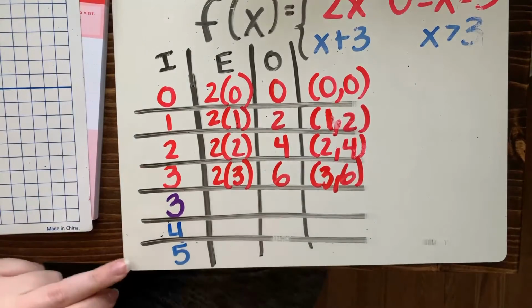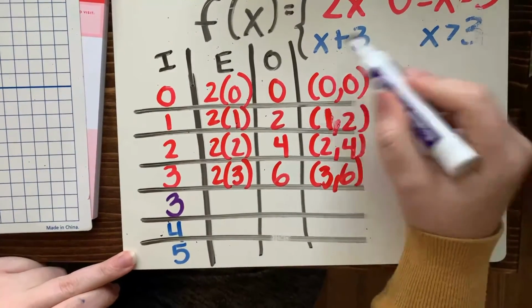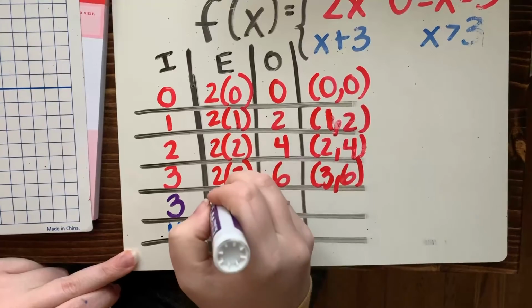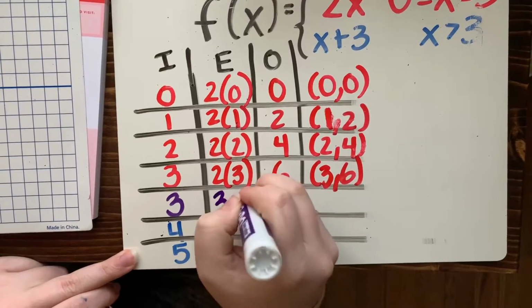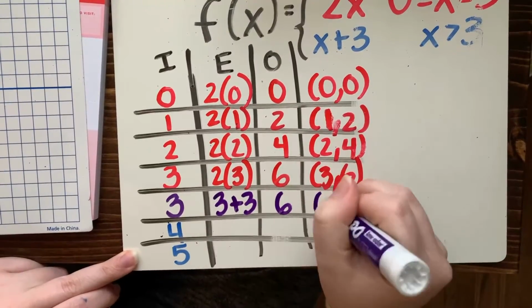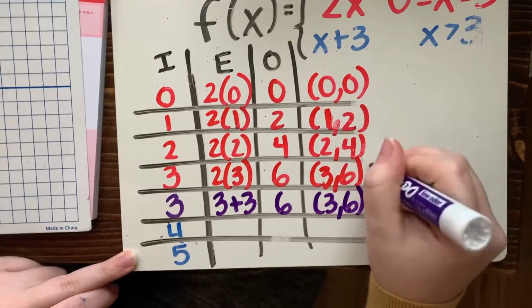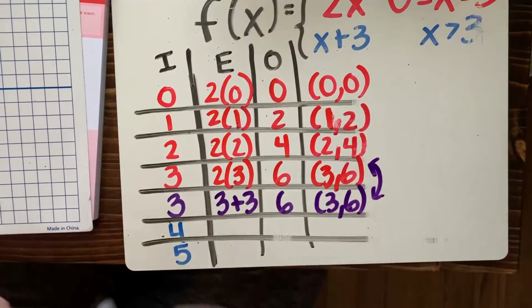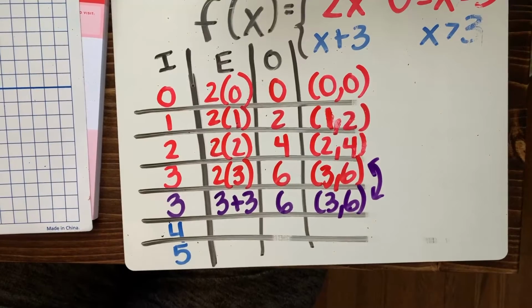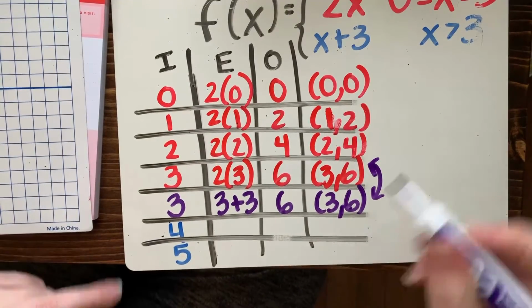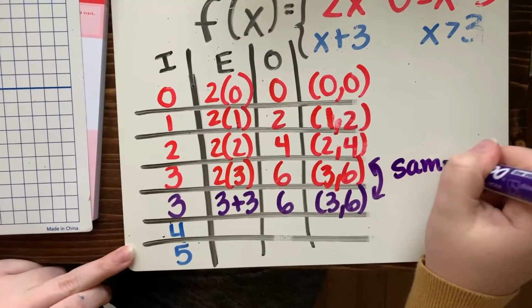Now I have this hinge point. So I want to know what happens in the blue with 3. So if I were to put 3 here, it would be 3 plus 3 is 6. That would get me 3, 6. If these are the same, then my red and my blue are going to be connected. And they are the same. Same equals connected.